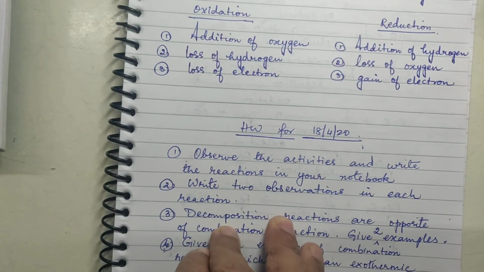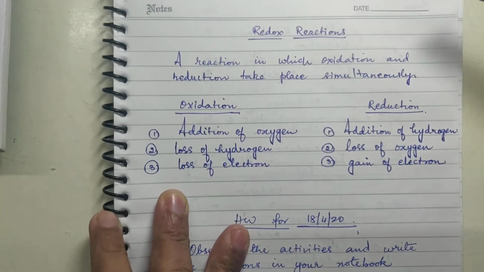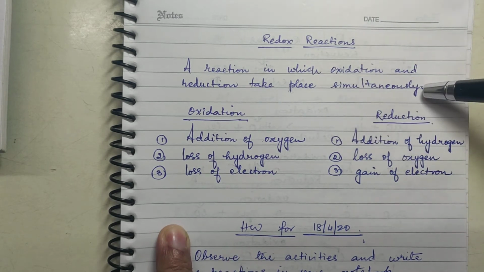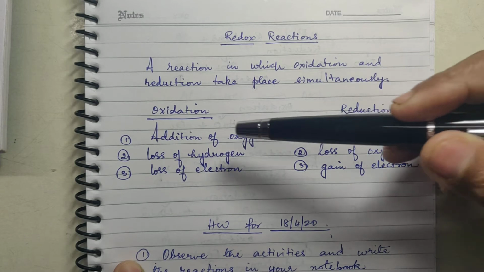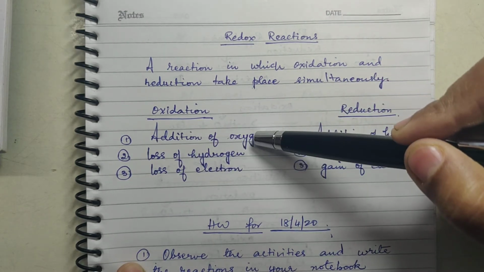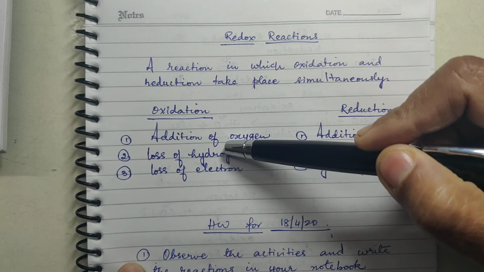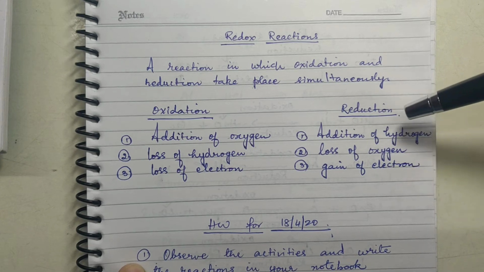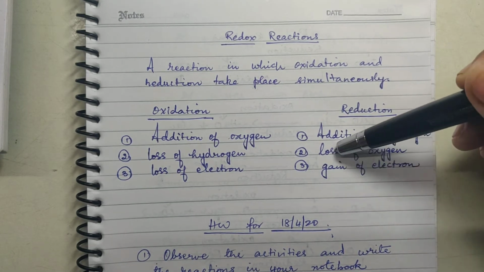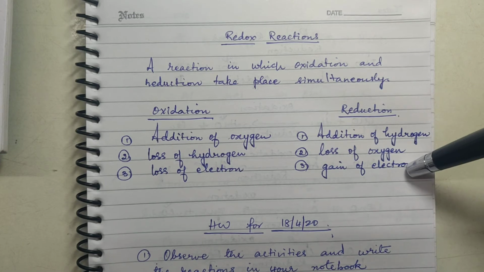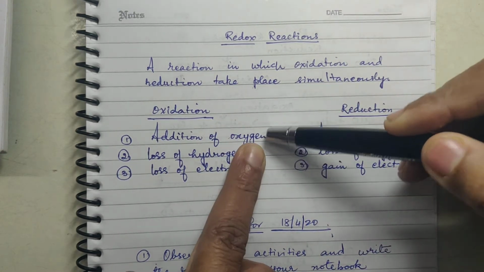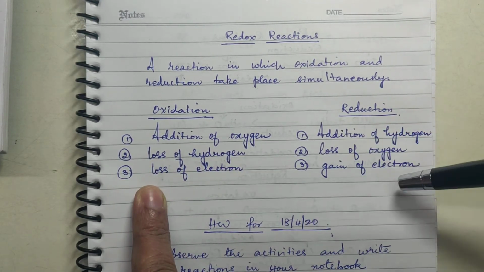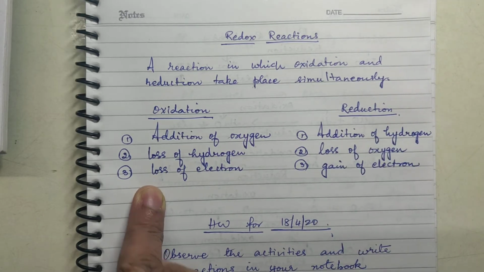Now the next one is redox reaction. Now what are redox reactions? A reaction in which oxidation and reduction take place simultaneously. This is called as a redox reaction. Now what is oxidation? Addition of oxygen is oxidation, or loss of hydrogen is also oxidation. Loss of electron is also oxidation, right? Whereas reduction is addition of hydrogen, loss of oxygen, gain of electron. Is that clear? Just the opposite. See, addition of oxygen है तो ये addition of hydrogen है, loss of hydrogen है तो loss of oxygen है, loss of electron है तो gain of electron है.